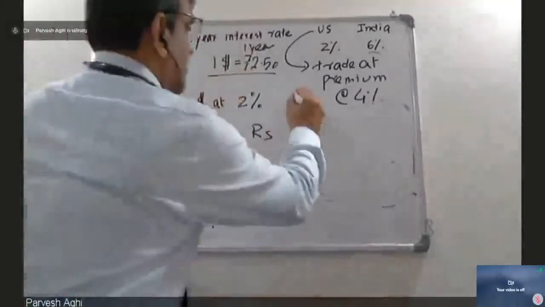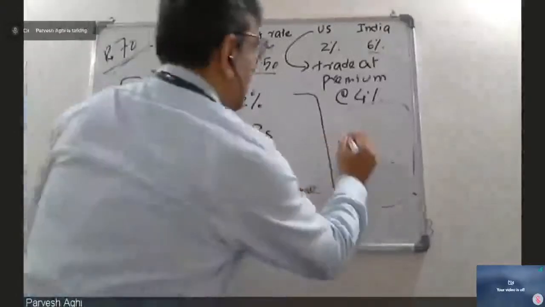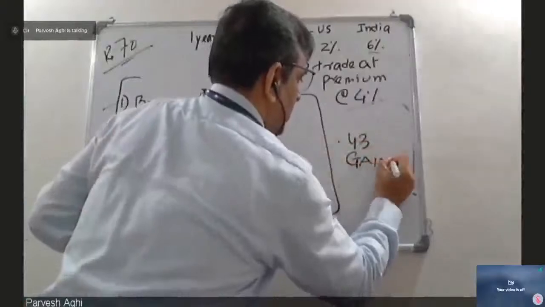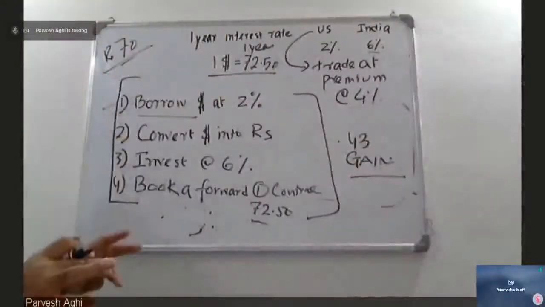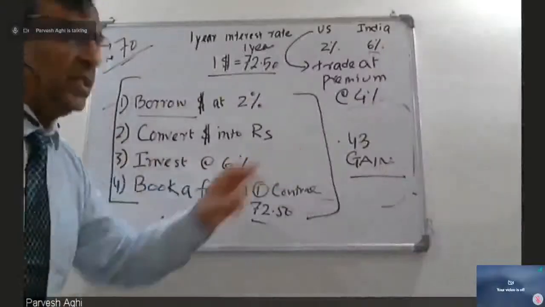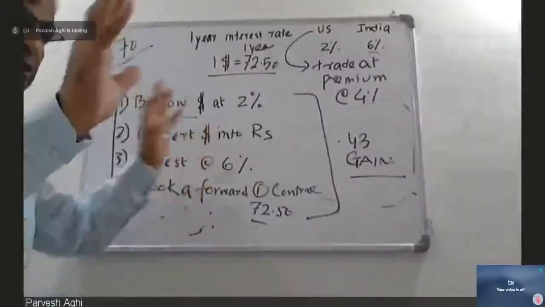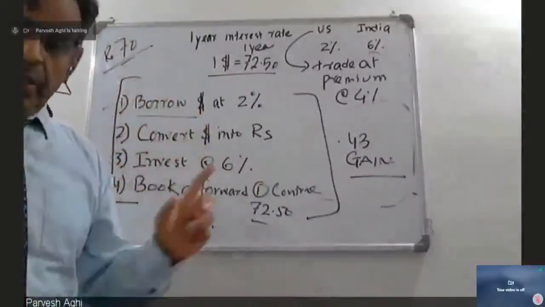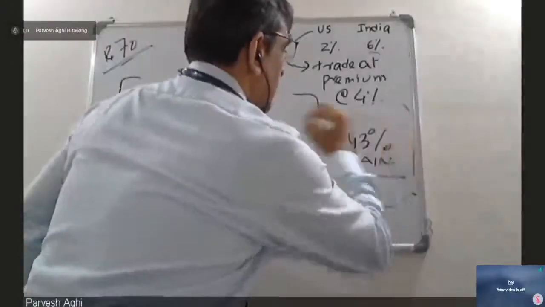So because of this, he is going to gain how much? 0.43. I'll show you a calculation. So this will be the arbitrage gain to the guy. So this is a sure shot. All these things have been done on day one itself, and he knows that he's going to make a 0.43% return on whatever investment he has made. Whether it is 1 lakh or 10 lakh or $5,000, he's going to make 0.43% of profit.